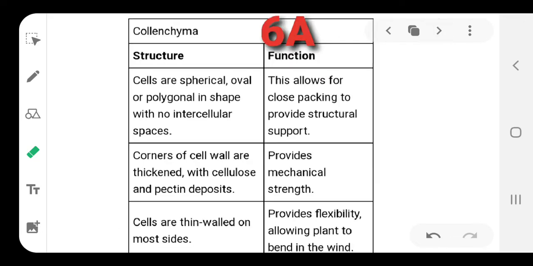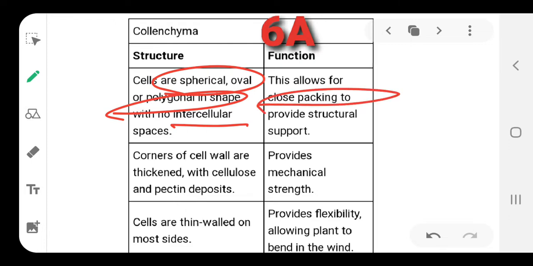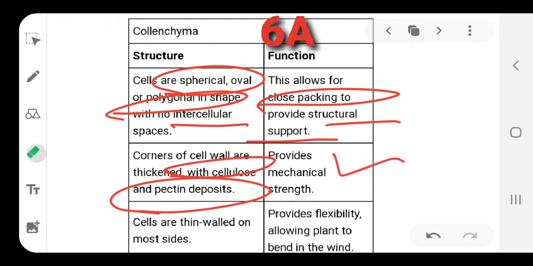Then finally, let us move into the structure and cellular function. The cells are spherical, oval and polygonal, underline the word, and with, underline the new term, no intercellular space. As a result, they are closely packed tissue and basically provide structural support. The corners of the cell walls are thickened with cellulose, as we have just told you, and pectin, underline the new word, pectin deposits. Why? Because they provide mechanical support.